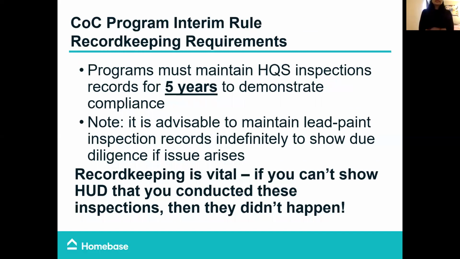So the CoC interim rule requires that HQS records are maintained for 5 years to demonstrate compliance, and we recommend maintaining lead paint inspections indefinitely to show due diligence in the case that an issue arises. Record keeping is vital. If you can't show HUD that you've conducted these inspections, in the eyes of HUD, they essentially did not happen. So if there's a takeaway from the slide, it's document, document, document.